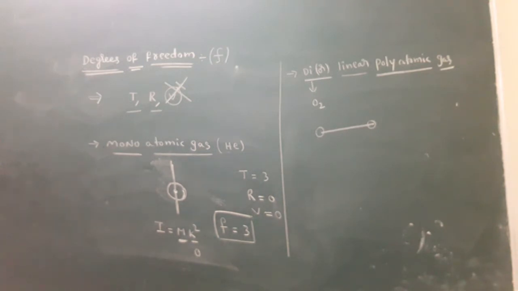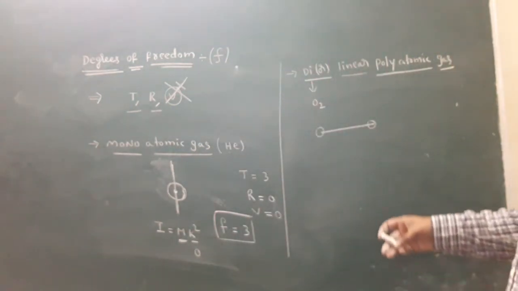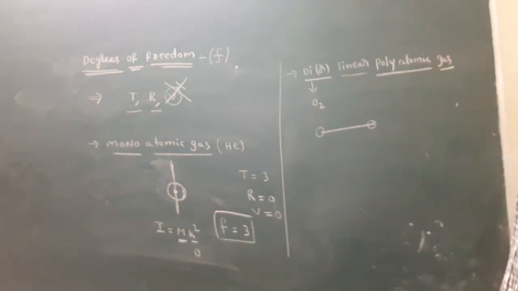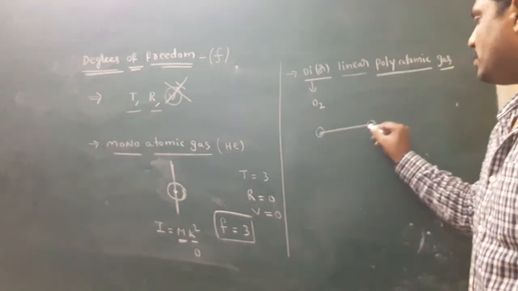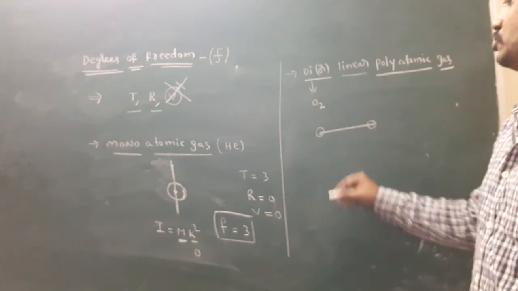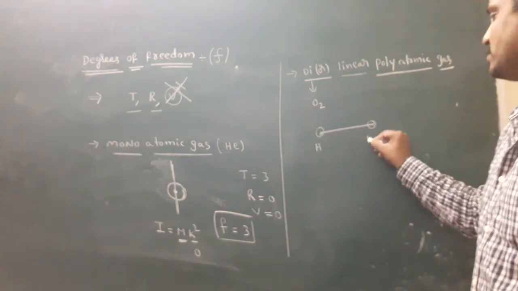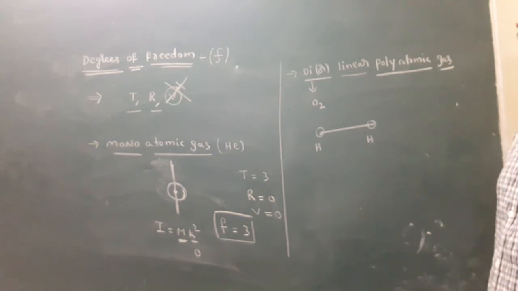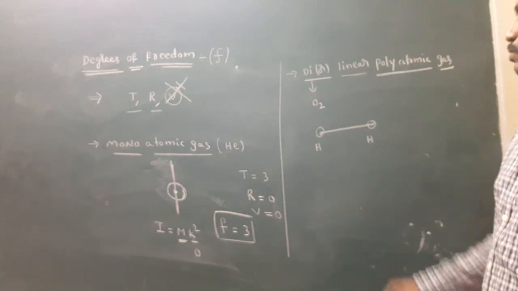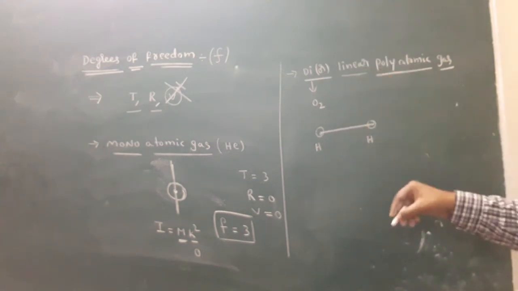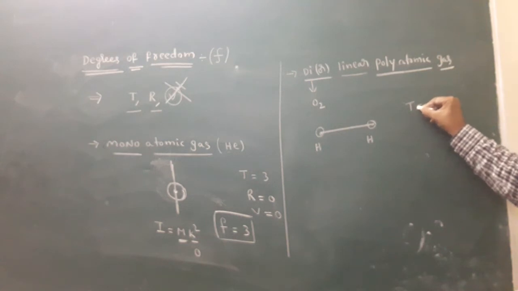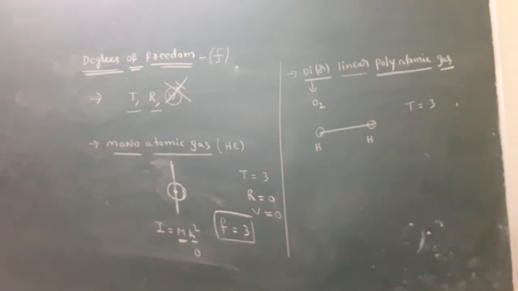Please look at. Diatomic gas, or linear polyatomic gas. For diatomic gas, the best examples are N2, H2. Here, in this situation also, it moves along the x-axis, y-axis, z-axis. Simply, translatory motion is 3.